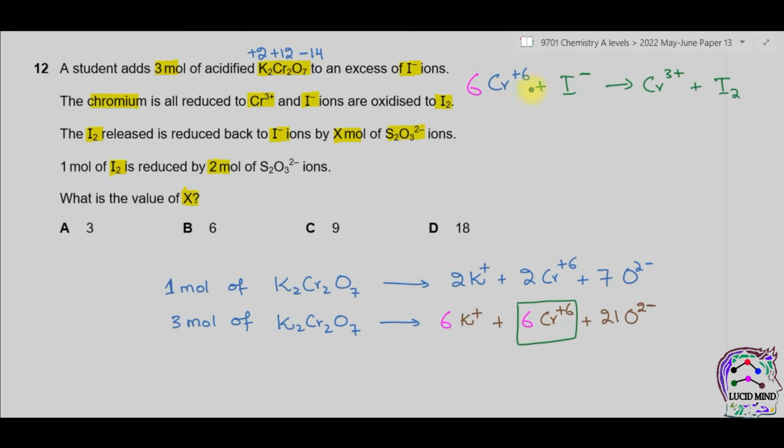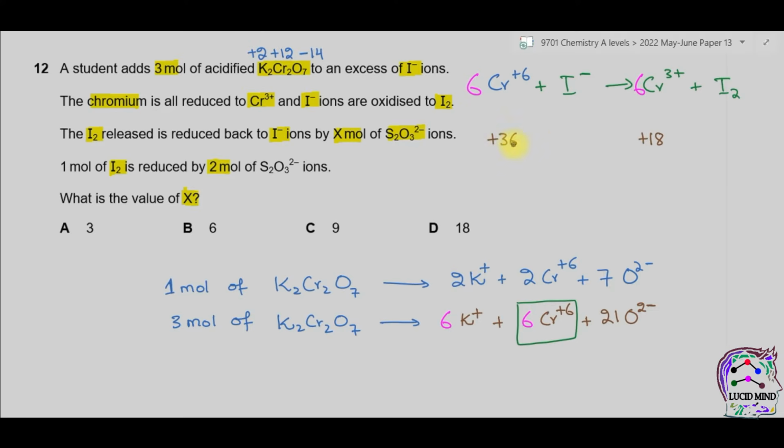Now we can balance this one, 6 Cr6+, so it should be 6. Now chromium is balanced, we have to balance iodine, but for that we need to balance the charges as well. Let's see, we have 6 chromium moles which have +6 charge, so overall positive charge is 36. So we have 36 on one side, and 6 moles of chromium which have a charge of 3+, so it is +18. Now the charge on iodine is 0, so it is only 18 on the product side.